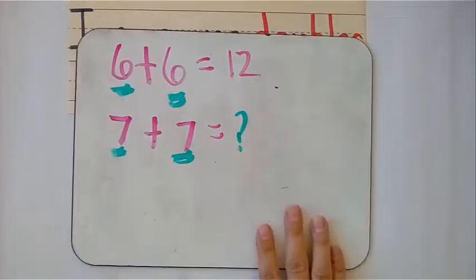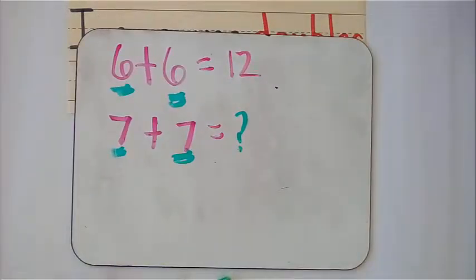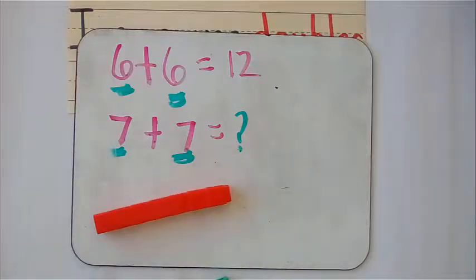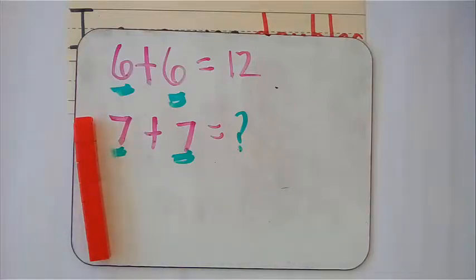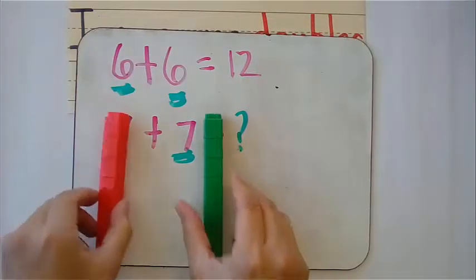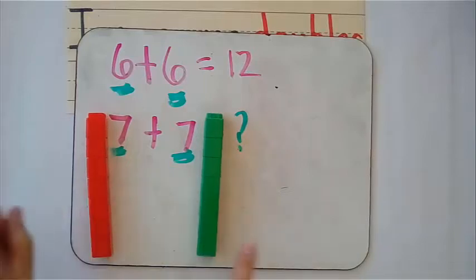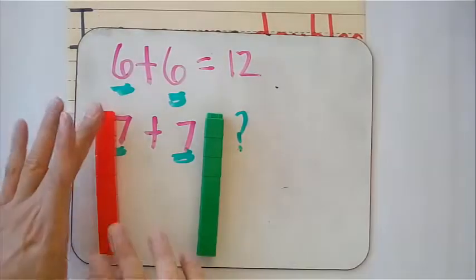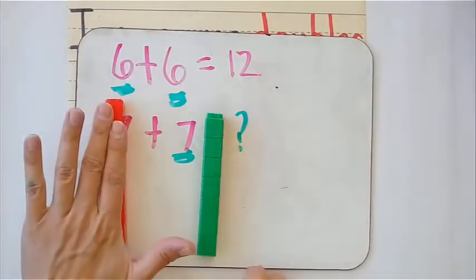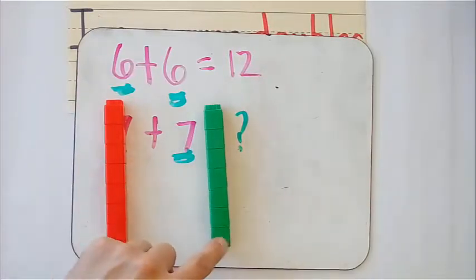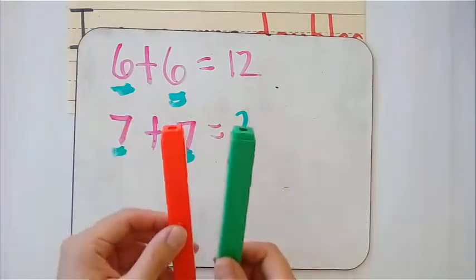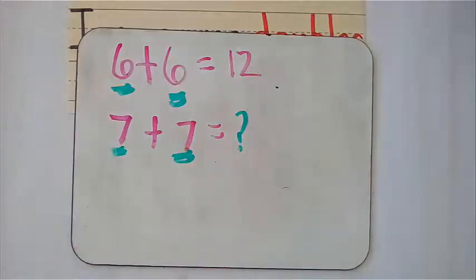Well, again, I can use my blocks. So I'm going to have 7 blocks, and then I'm going to have 7 more blocks. Okay, so let's see how much does it make. Well, I already know that I have 7 here, so I'm just going to count on. I'm going to say 7, 8, 9, 10, 11, 12, 13, 14. So 7 plus 7 makes what?